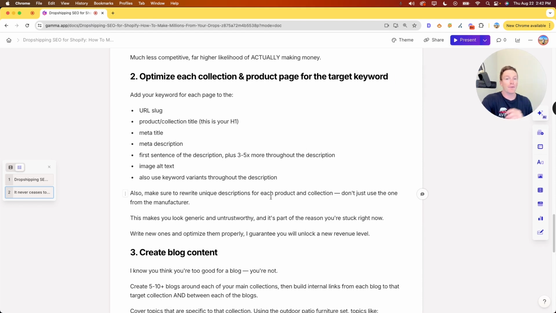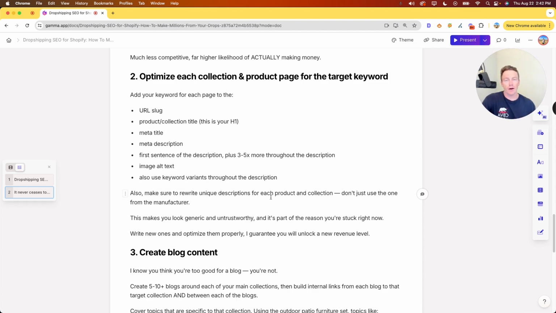Number two, optimize every single collection and product page for the target keyword, okay? So you should go find target keywords for every single collection you have and every single product you sell within those collections, okay? After that, add your keyword to each individual page, URL slug, the product slash collection title, which would be your H1, meta title, meta description, first sentence of the actual collection or product description, plus I say naturally a few more times throughout.